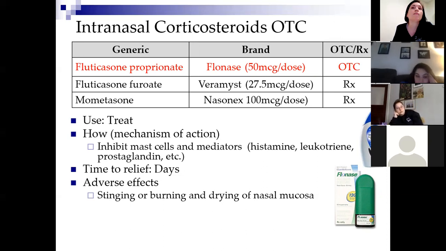And then Veramyst and Nasonex. Leslie, do you want us to know the dose? I don't think so. I was just noticing that the dose was sort of highlighted. I'll look ahead, and if there are any dosage questions, I'll be sure to let you guys know. Let me make a note. Okay.